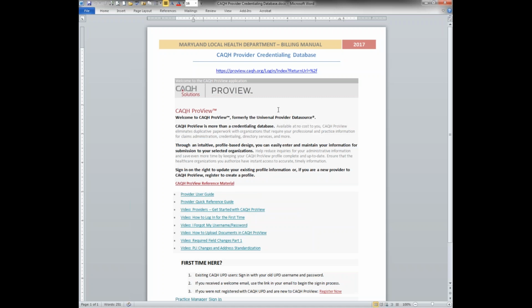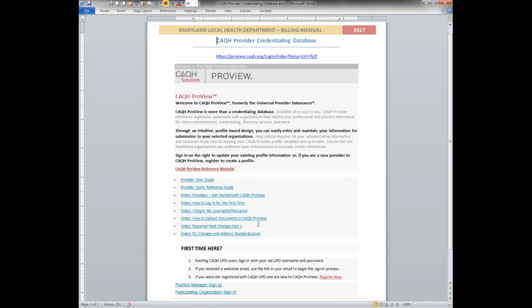CAQH and CAQH ProView, formerly known as the Universal Provider Data Source. The CAQH ProView is again where the provider information is entered in. We've included a link under the heading that takes you straight to the ProView site and goes over how to register, how to sign in, how to fill out the application, and to create an account. So it's, again, very intuitive, and all the information that you need to complete the CAQH application is in this document and in the link.